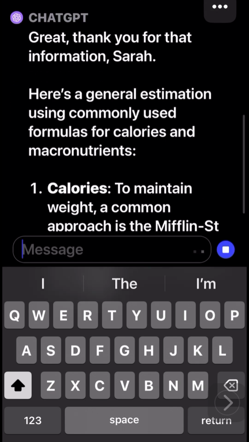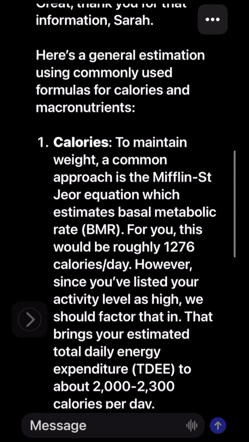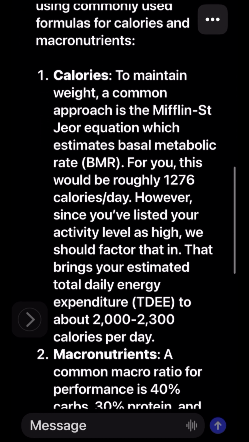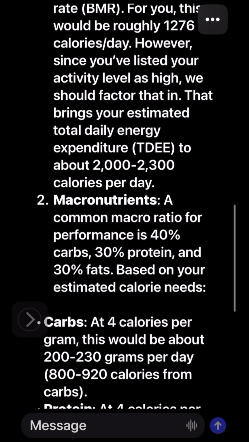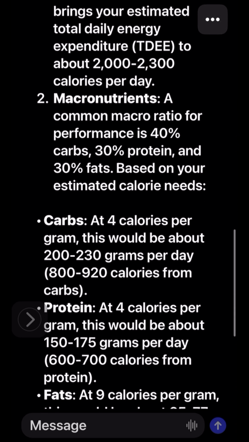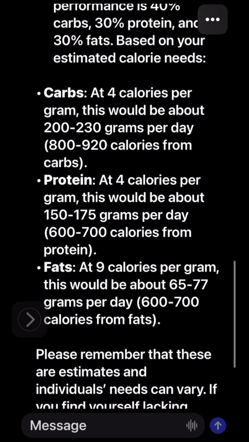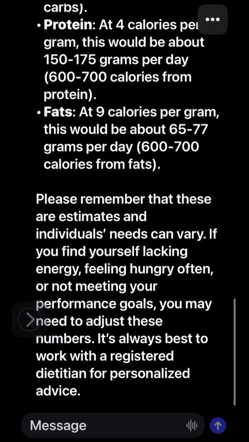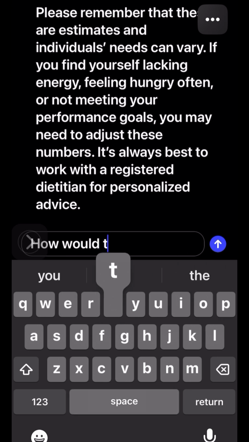And it gave me a nice long-winded explanation saying, based on the equation, which is a really great equation to use, my basal metabolic rate was 1,276. However, since my activity level is high, it actually estimates my calorie needs to be about 2,000 to 2,300. And then it breaks down the macros, both the carbs, the protein, and the fats. You could then transfer this over to an app if you want to.